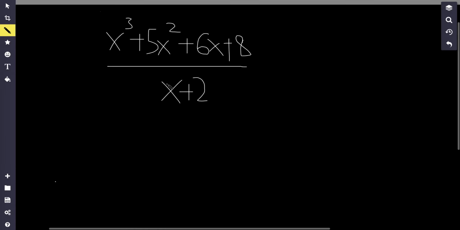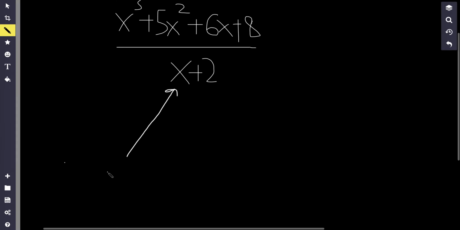Let's say we're trying to divide these two polynomials together. How will we do this using synthetic division? Synthetic division is just a method of dividing two polynomials together. The requirement for synthetic division to work is that you're dividing by something with an x term and a constant term, so just a single number.